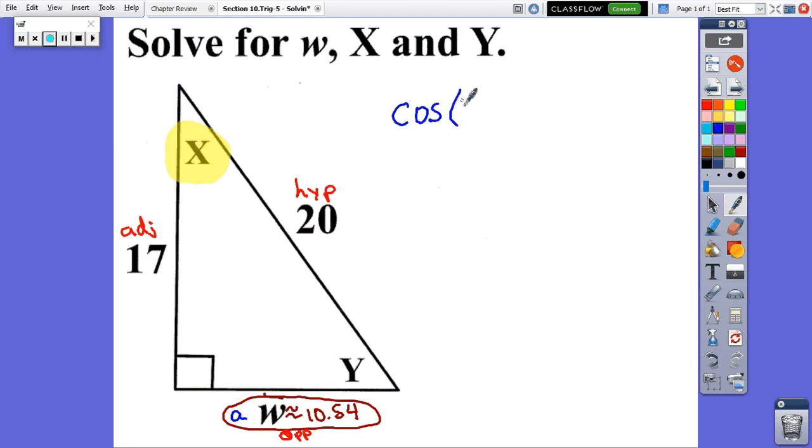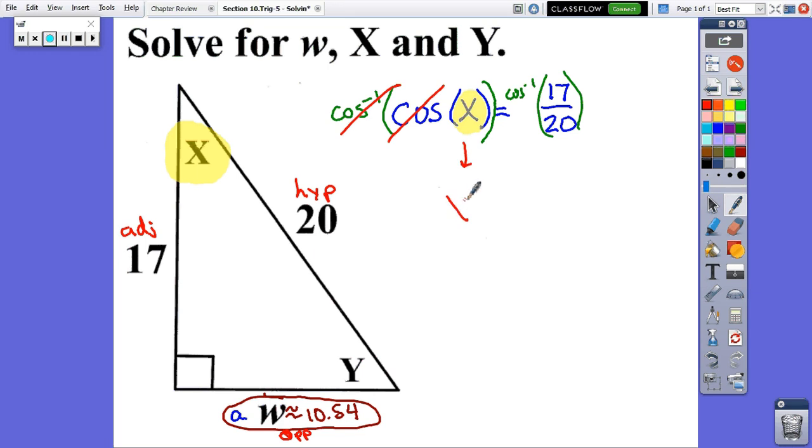So we'd set up the cosine of our angle, but we don't know what the angle is, x, is equal to the adjacent side, the 17, over the hypotenuse, 20. And so we need to figure out what x is. So we need to get x all by itself. So we've got to get rid of this cosine. And so how did we get rid of cosines? What was the opposite of cosine? And that was our inverse cosine. We took the inverse cosine of the left side and the inverse cosine of the right side. And so that inverse cosine undid our cosine, and we were left with just x.